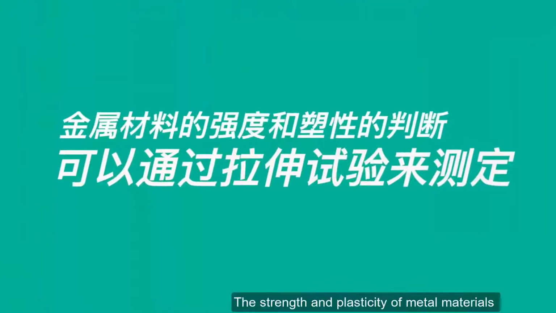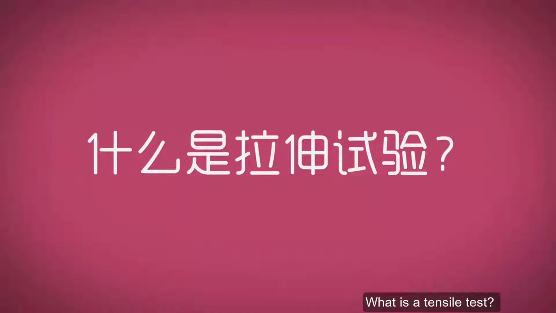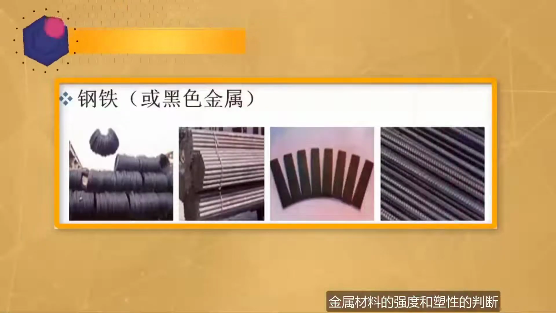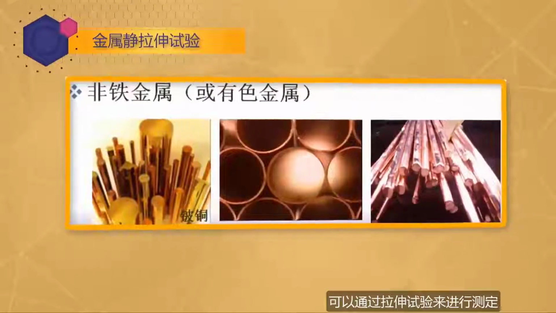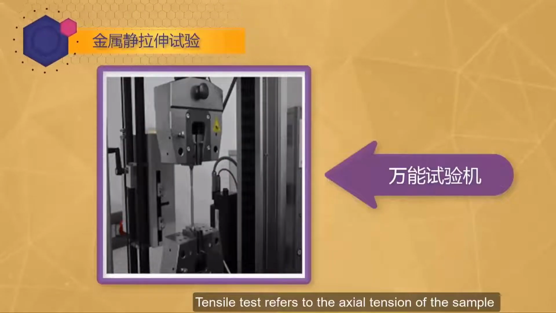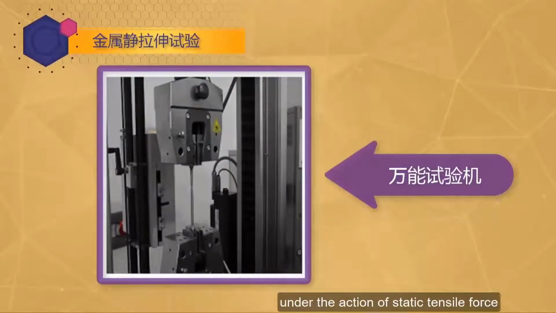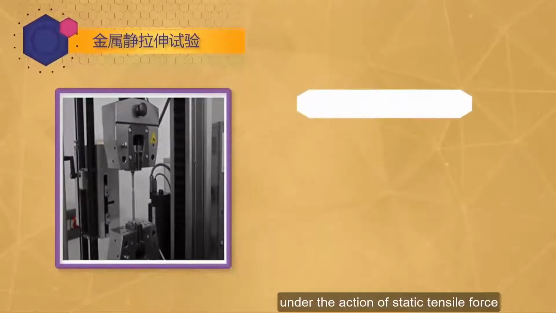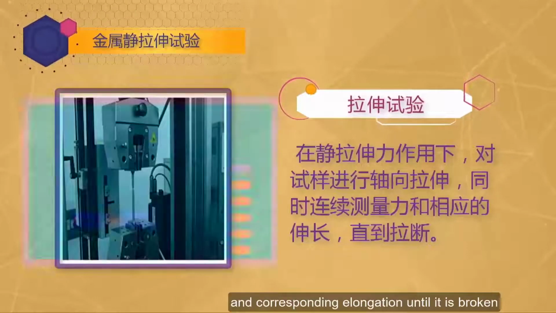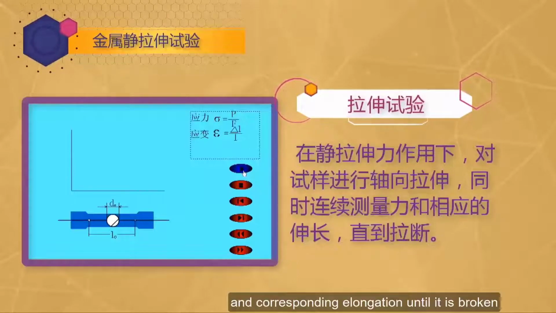The strength and plasticity of metal materials can be determined by tensile test. What is a tensile test? A tensile test refers to applying axial tension to the sample under the action of static tensile force, while continuously measuring the force and corresponding elongation until it is broken.